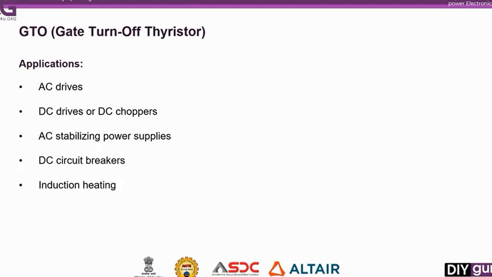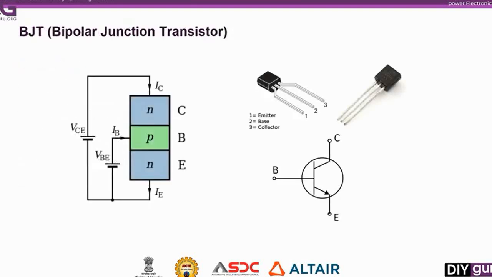Now the next device we will be looking at is the BJT, or bipolar junction transistor. A BJT is a 3-terminal, 3-layer, 2-junction semiconductor device. The names of the terminals of this device are emitter, or E, base, or B, and collector, or C.